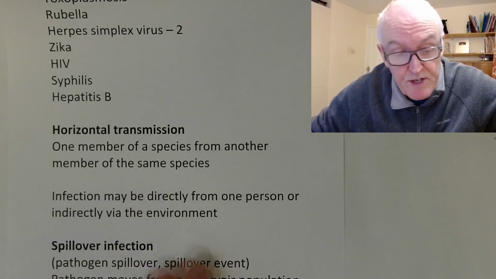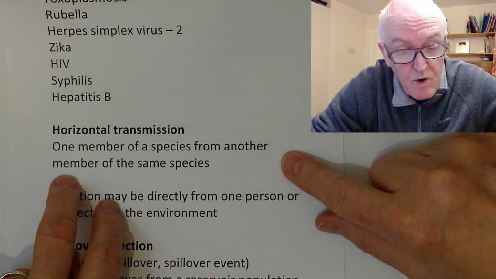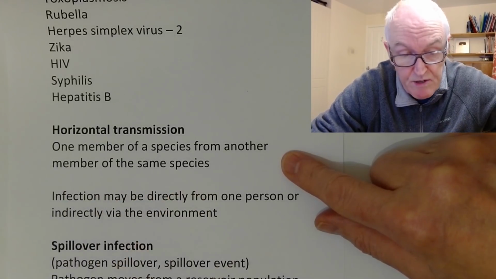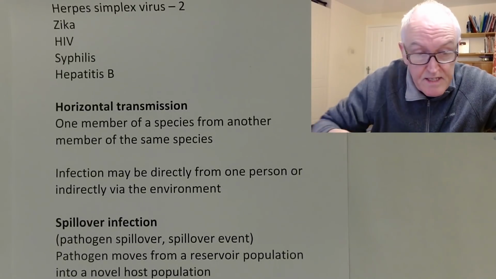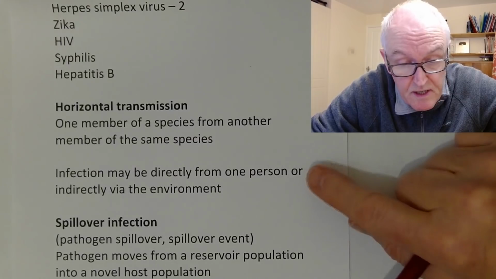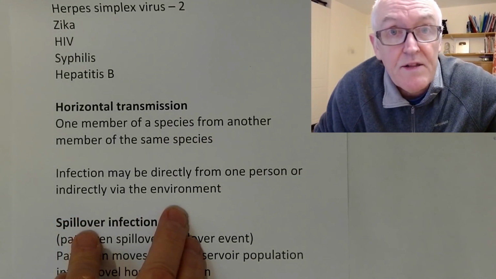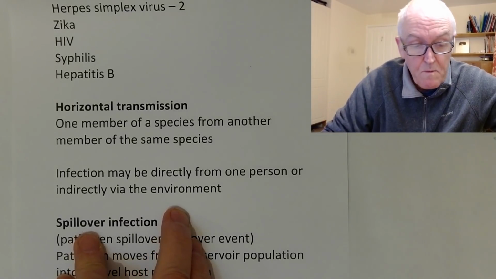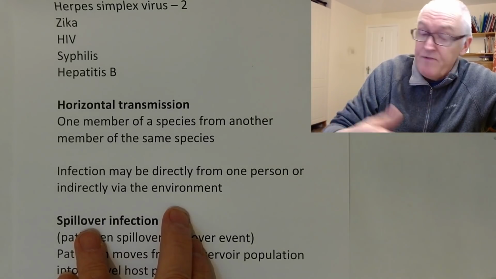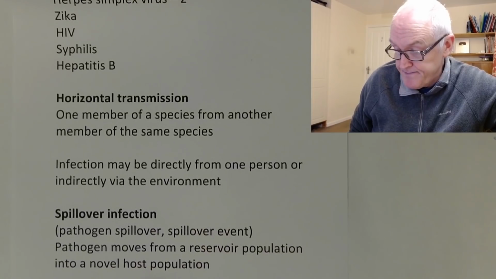Whereas horizontal transmission is one member of a species to another member of the same species, but they're not mother and child. And in horizontal transmission, the infection may be directly from one person, so directly from me to you or from you to me, or it could go via the environment as well. So with influenza, for example, someone can cough and sneeze on a surface, I can touch the surface, and that can go into my mouth or my eyes and cause infection.